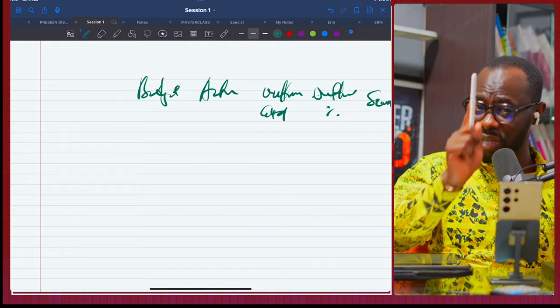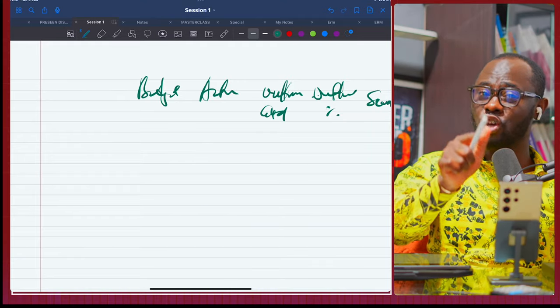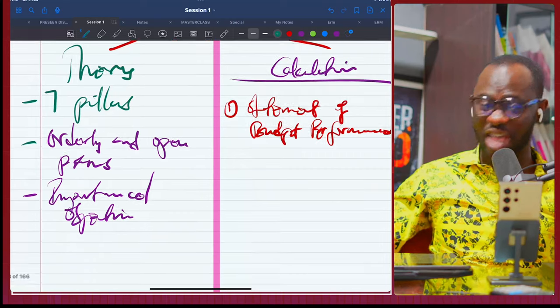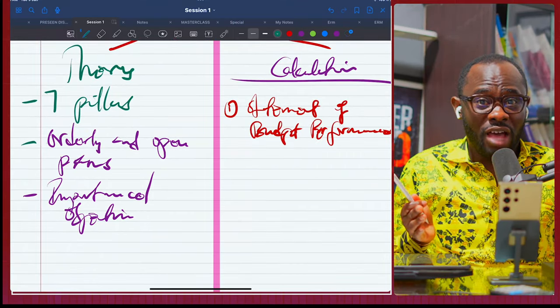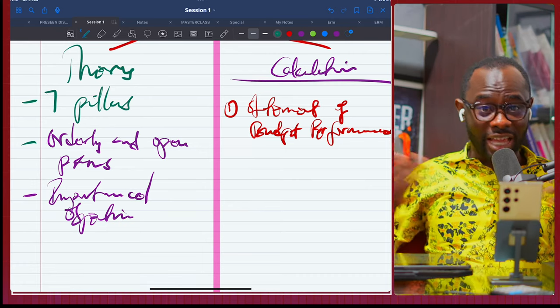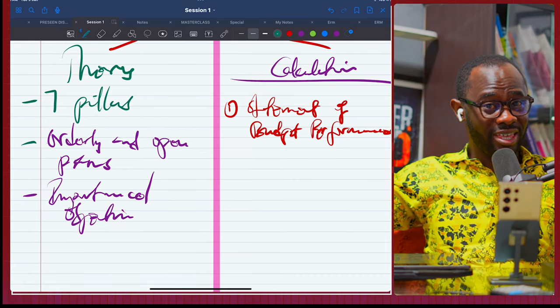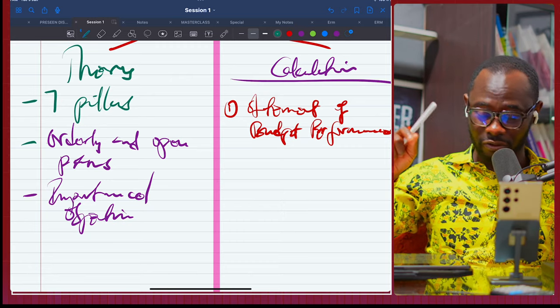So I just want to repeat that so that it sinks in your head. You get to the exam where the examiner asks you, analyze the performance of the organization. He didn't say use PEFA. Then you go and use PEFA. Ten marks, au revoir, gone. So be careful.